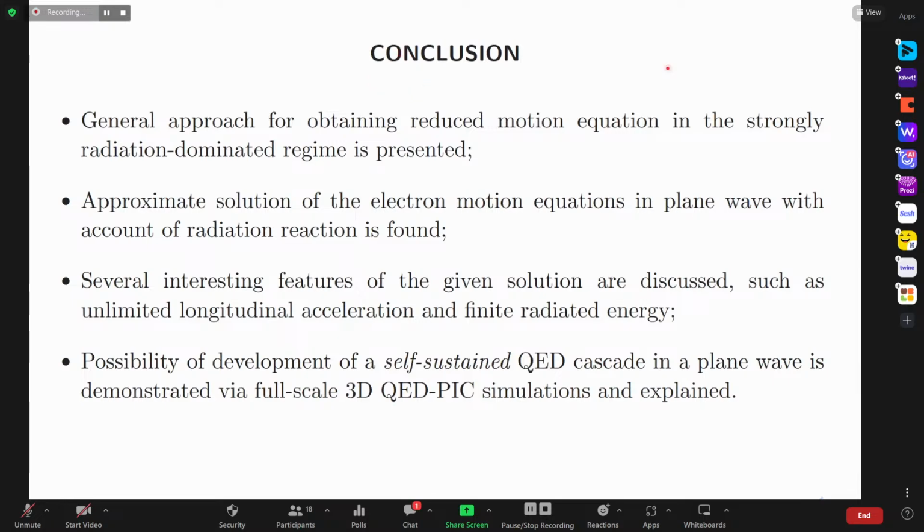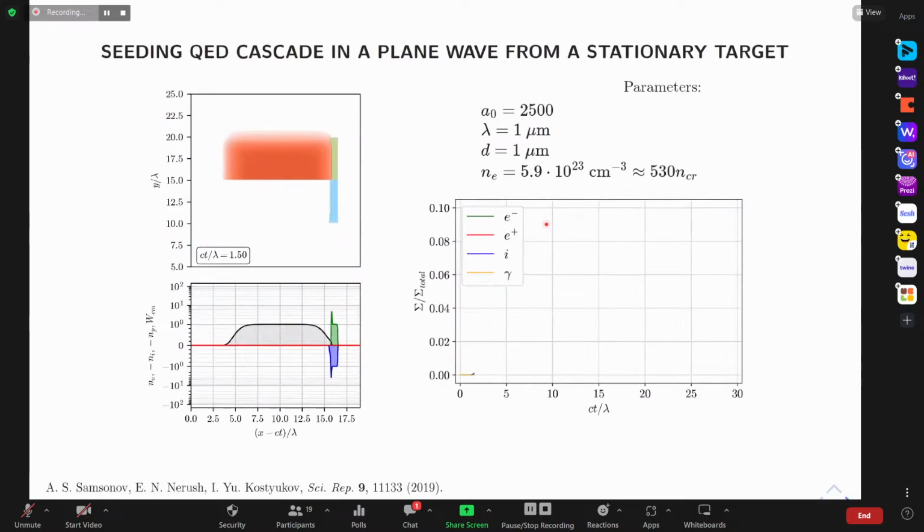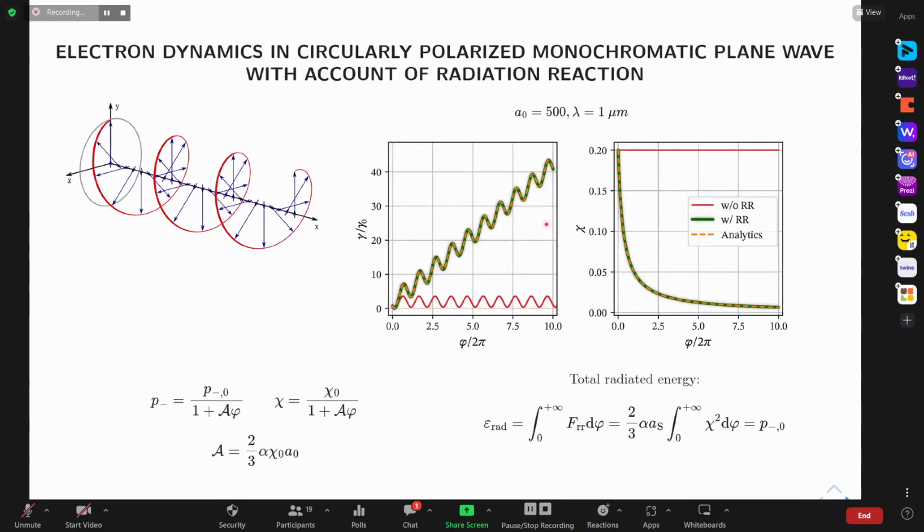So for this plane wave, the main problem that I can see is that in reality you have focused pulses. Did you try to compare and see how big the focusing of the pulse should be for this to work? Yeah. So basically, what we can say is that for focused laser pulses, the interaction time is limited by the Rayleigh length. So in fact, you can calculate.